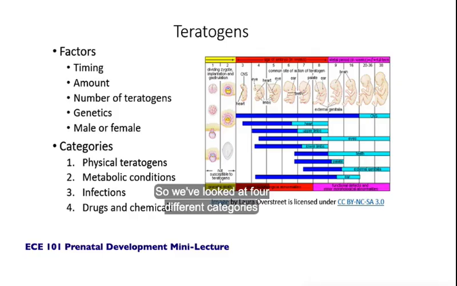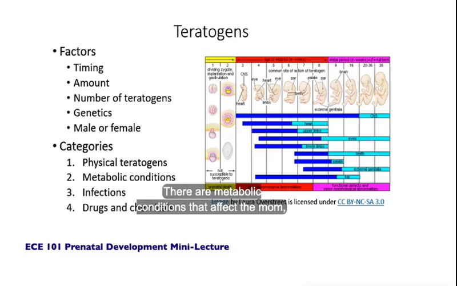So we've looked at four different categories of teratogens. There are environmental or physical teratogens, like a sauna or hot tub, or an infection that makes the woman's body get hotter, which is associated with neural tube defects, spontaneous abortions, and cardiovascular abnormalities.